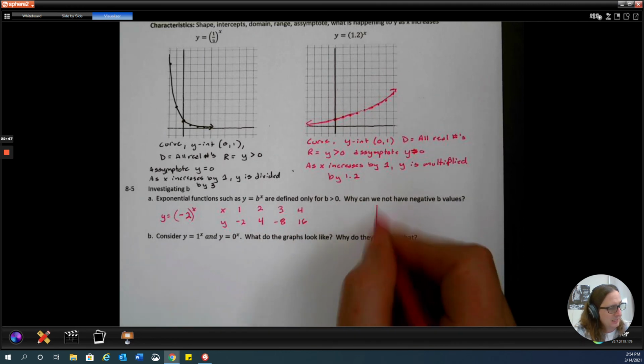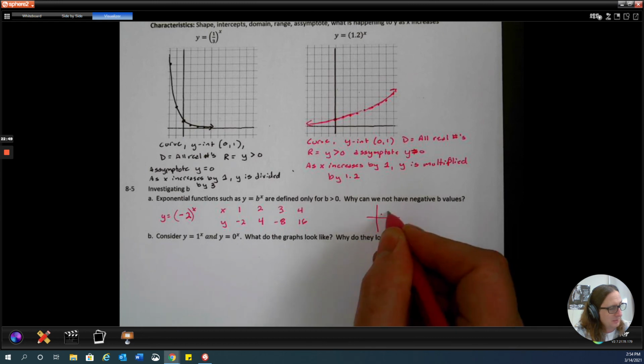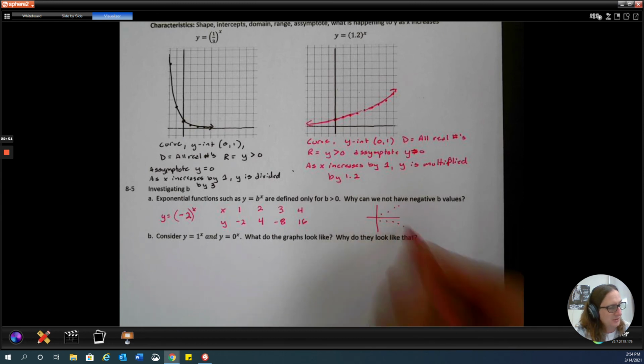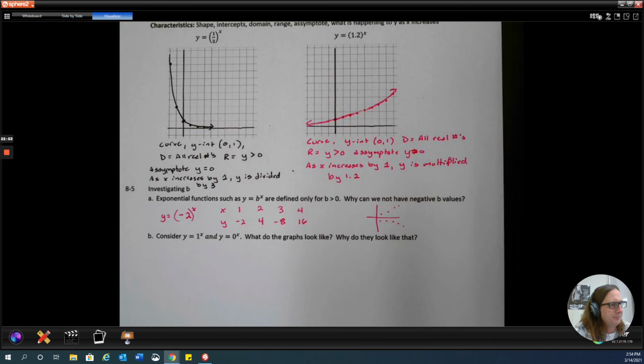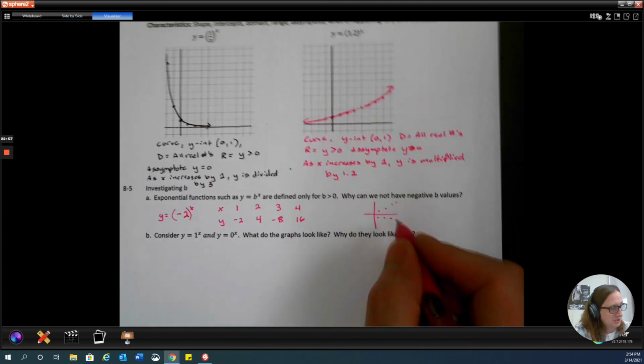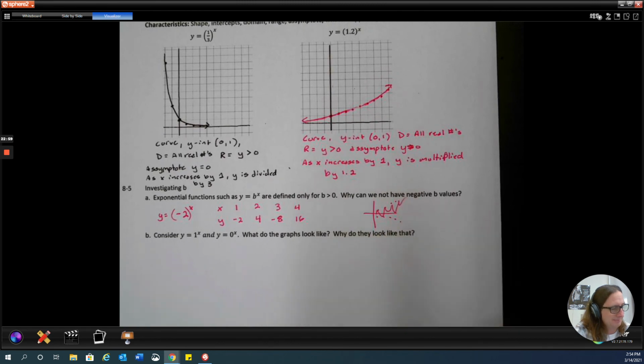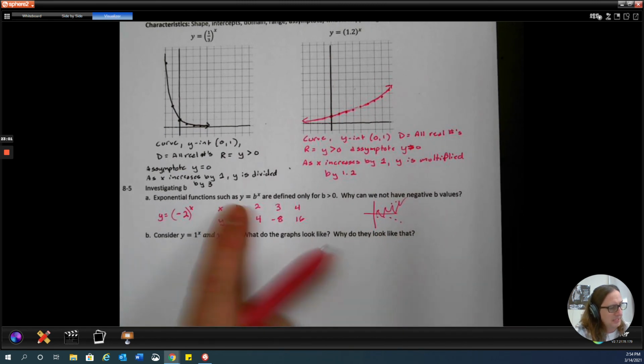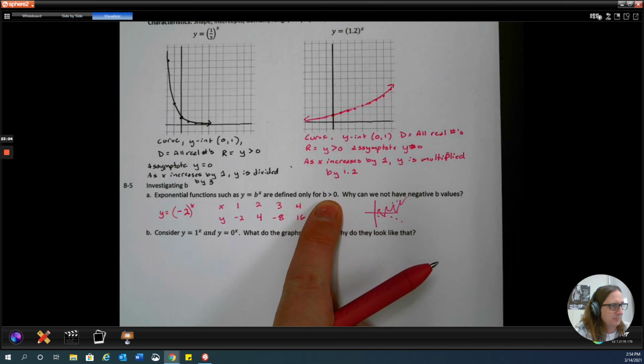If you graph that, it's going to be all over the place. It would look something like this. You'd have some points up here, then you'd have some points down there. And it wouldn't be a continuous graph. Like you can't just connect these and make it do something like that. That's not working. So our b values have to be bigger than 0. So you can't go down to 0.